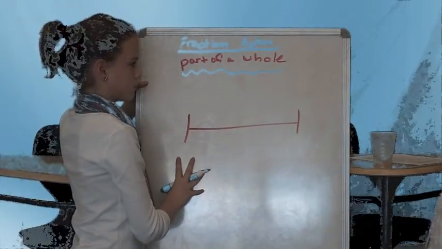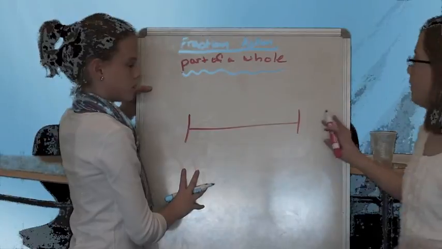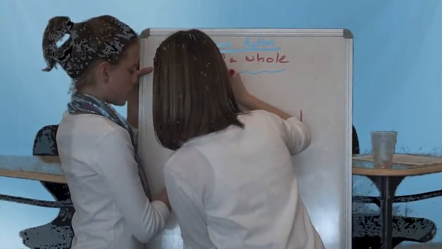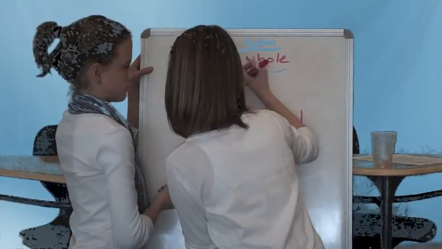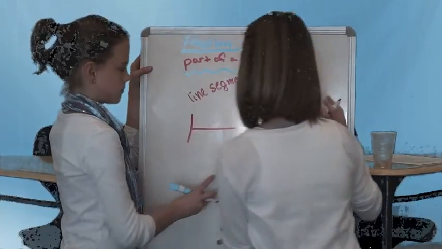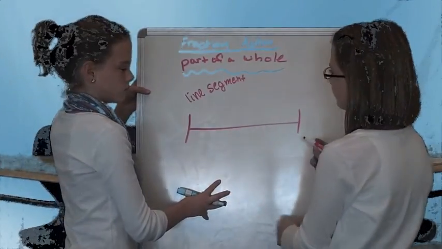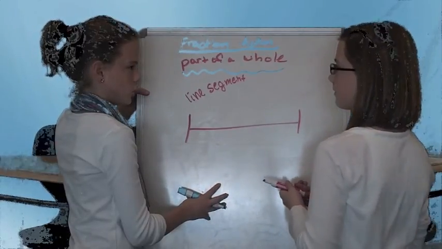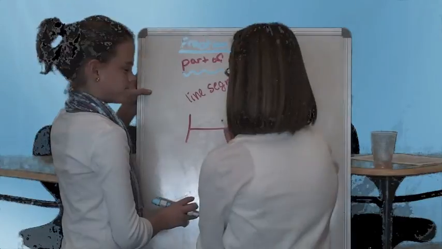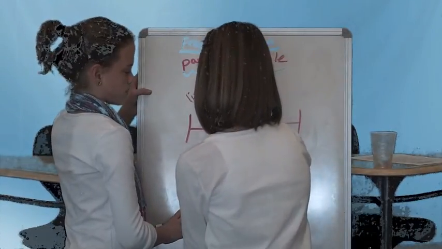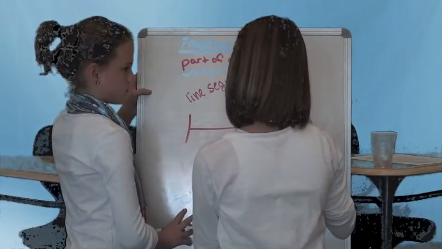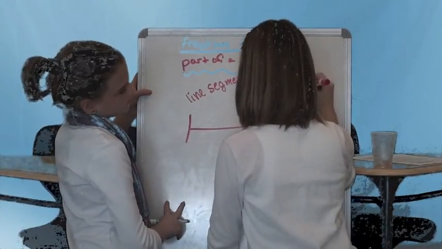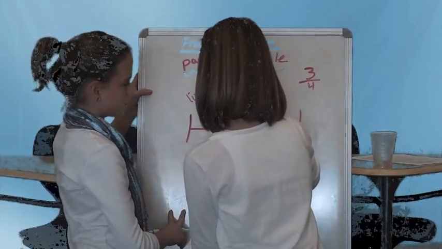We did a whole, we did a set. Now we're going to do a line segment. This is called a line segment, right here. Mackenzie, would you like to show us how to use a fraction in a line segment? Well, let me show you how you do it. So let's say, give me a fraction, 3/4? Yes. Okay, 3/4. So you divide it into 4 equal pieces.